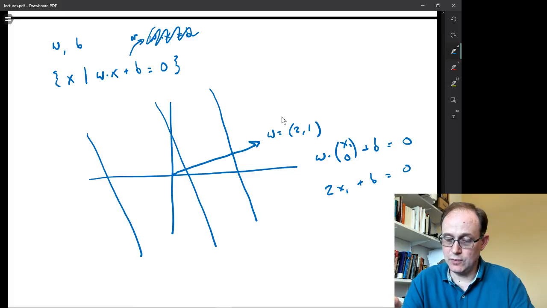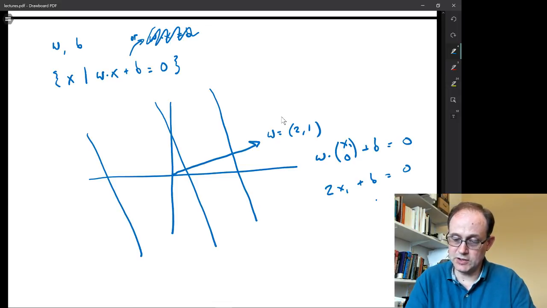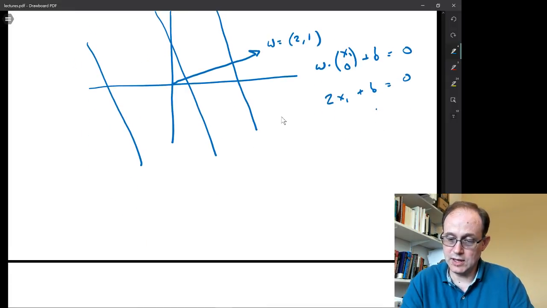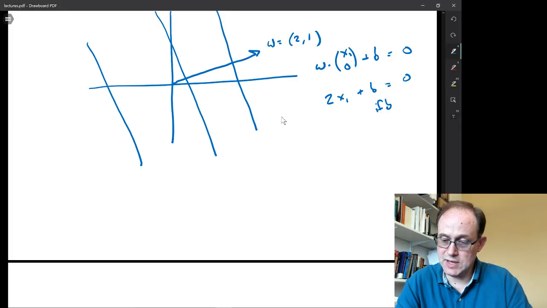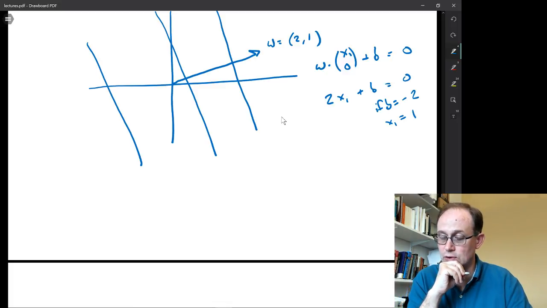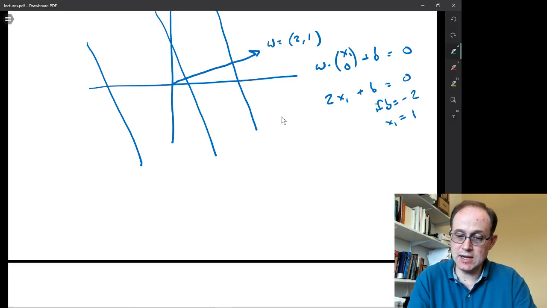So let's say, for example, that, oh whoops, that's going to be under my picture, isn't it? Let's scroll up a bit. Let's say if b equals -2, then x1 would have to equal 1 in order for that equation to hold. And so let's say that this here is the point (1, 0), and that would correspond to b equals -2.